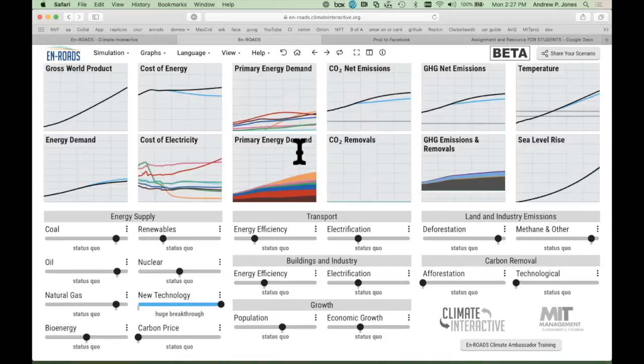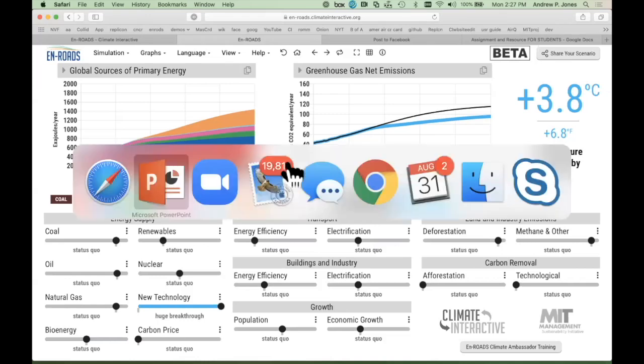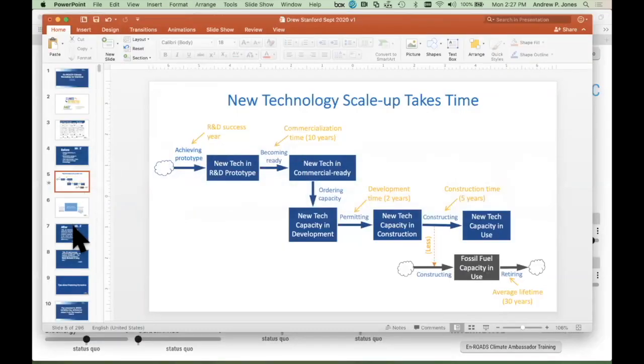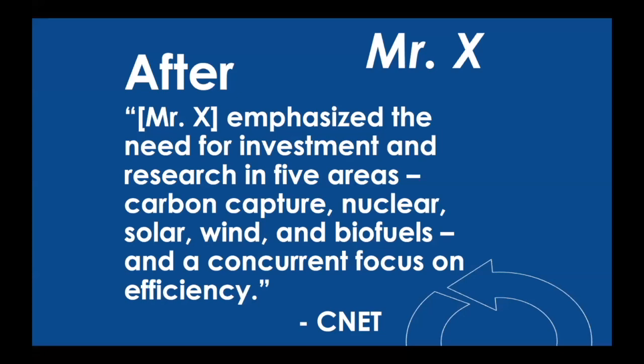So I'm going to go back over here. Those are the reasons. And I walked through that with the team at the tech company and said, here are the reasons why those results would be so modest. And here's what happened. Two weeks later, Mr. X gave a public talk and he emphasized the need for investment in research in five areas: carbon capture, nuclear, solar, wind, and biofuels. So he said no longer renewables are inconsequential, and a concurrent focus on efficiency.